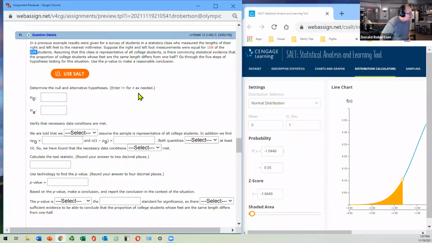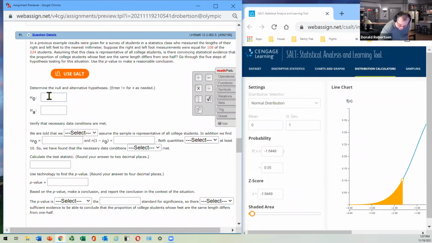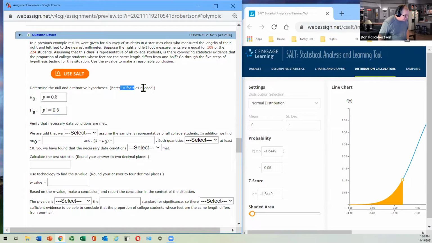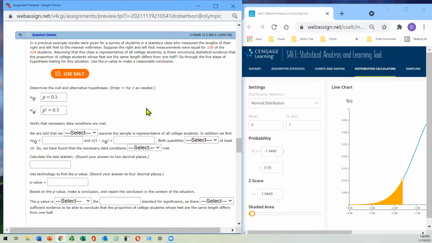Okay, so the null hypothesis is that it's a half. And we're being asked to see if there's evidence that it differs from a half. Differs from a half is another way of saying it's not the same as a half, right? And I have to put that funny exclamation mark equals there, right? Where did you get the half?